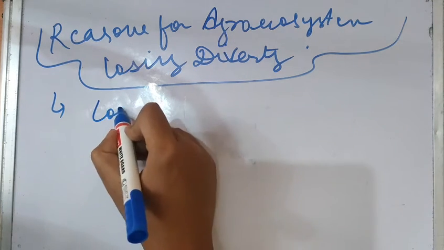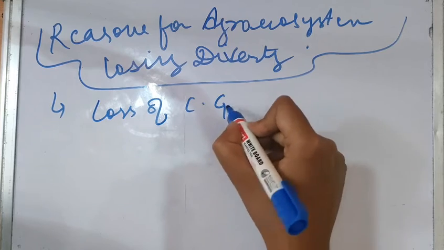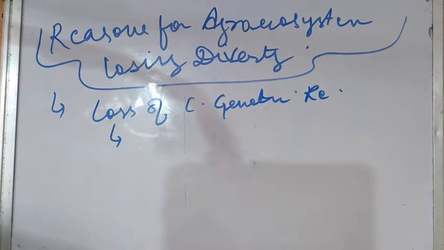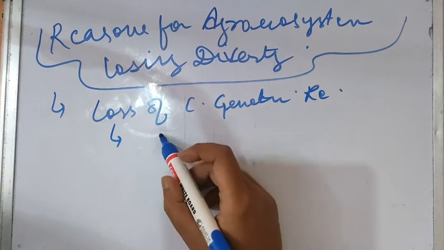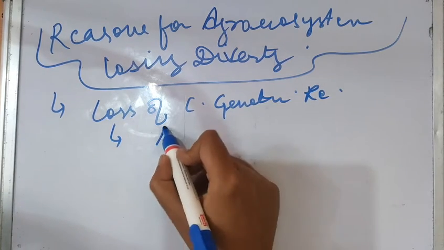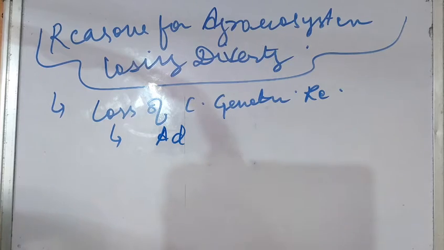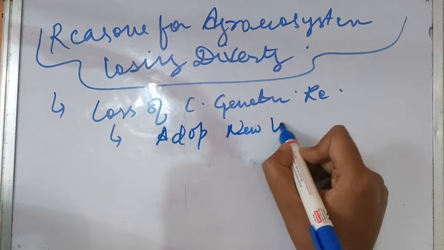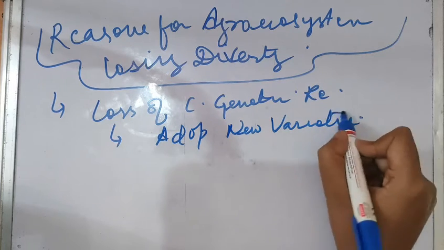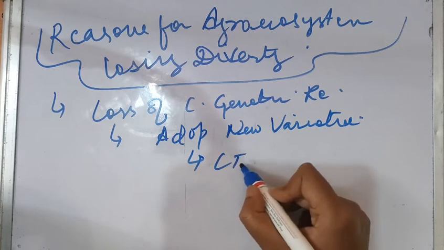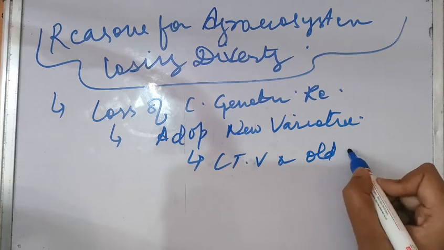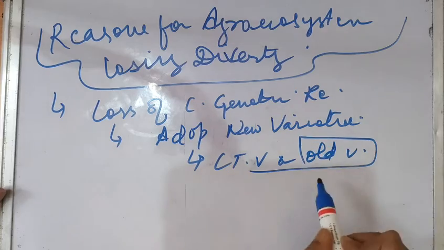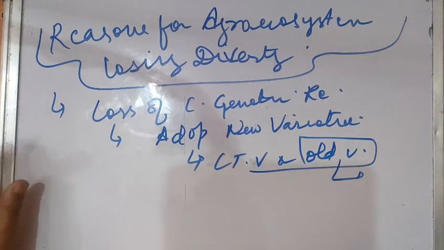First of all, loss of crop genetic resource. Why did we lose crop genetic resource? Due to adoption of new varieties without conservation of traditional or old varieties. We adopt new varieties and don't focus more on conservation of traditional or old varieties. That leads to the loss or erosion of the genetic material of the old varieties.